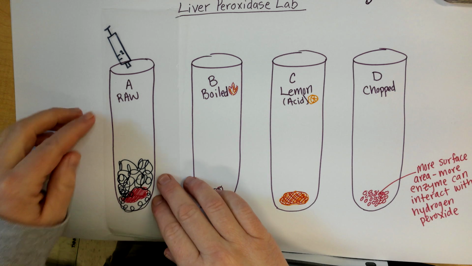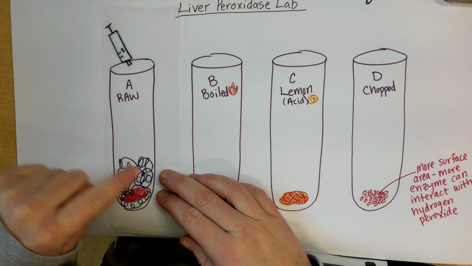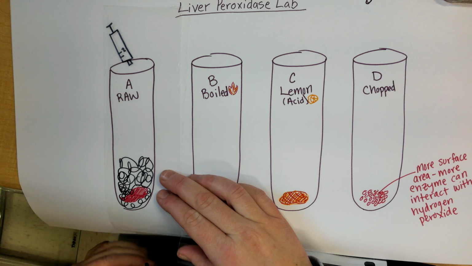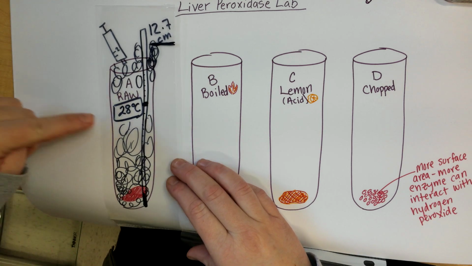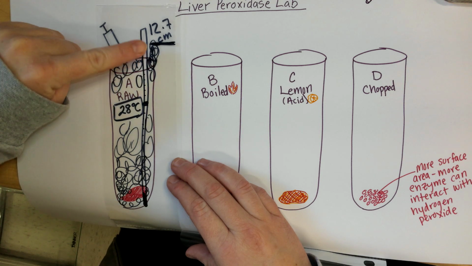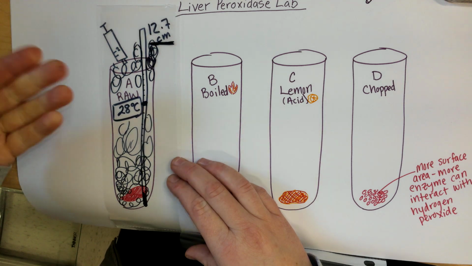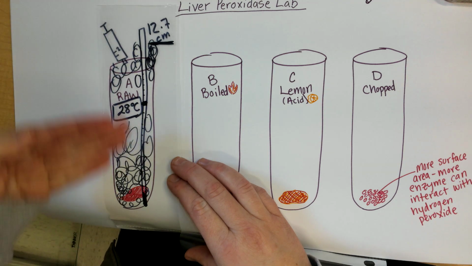You guys added hydrogen peroxide, 2 milliliters. This started to bubble. You saw lots of bubbles happening. Our class average data ended up being 28 degrees Celsius was our average with a height of reaction of 12.7 centimeters. So we can see that there was a good reaction here.